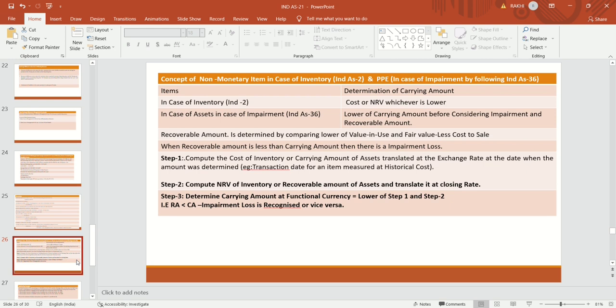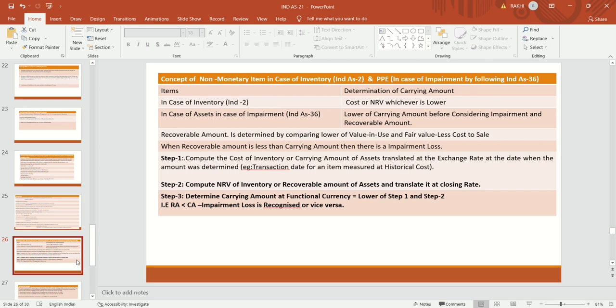Firstly, we will determine the value in use, then we will find out the fair value minus cost to sell, and then we will compare both values and take into consideration the higher of the two to find out the recoverable amount. And if the recoverable amount is less than the carrying amount, then there is an impairment loss. And if the recoverable amount is more than the carrying amount, then there is no impairment loss.